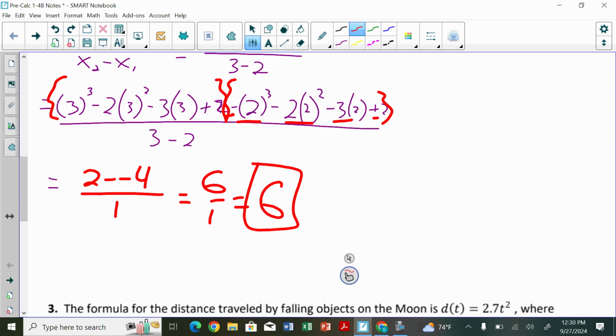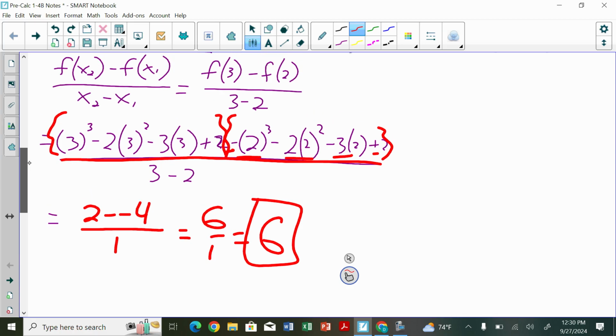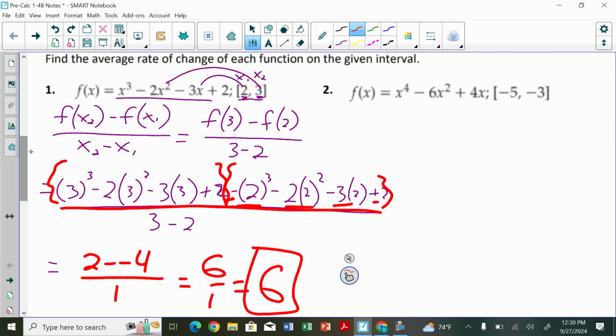I don't know if you like that way, putting it all under one numerator. It's your choice. I think I like the second way better. It's just a little bit cleaner. So we'll do that over here. On this one, remember, we know what it is.